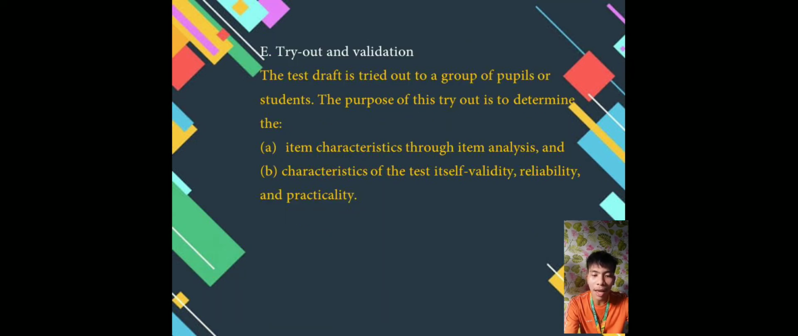And letter E, tryout and validation. The test draft is tried out on a group of pupils or students. The purpose of this tryout is to determine, A, the item characteristics through item analysis, and letter B, the characteristics of the test itself: validity, reliability, and practicality.